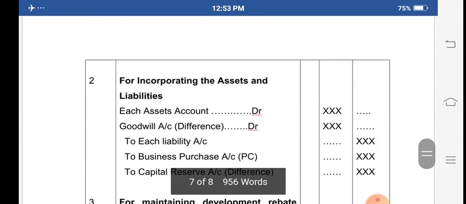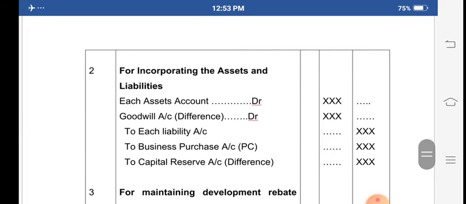The next transaction is for incorporating the assets and liabilities. For incorporating the new assets and liabilities, how do we pass the journal entries? Each asset account debit. Whatever assets are there, new assets for the transferee company, we take name-wise: land account, building account, cash account, bank account, debtors account, bills receivable account. Individually each account we have to take. Next, goodwill account debit.